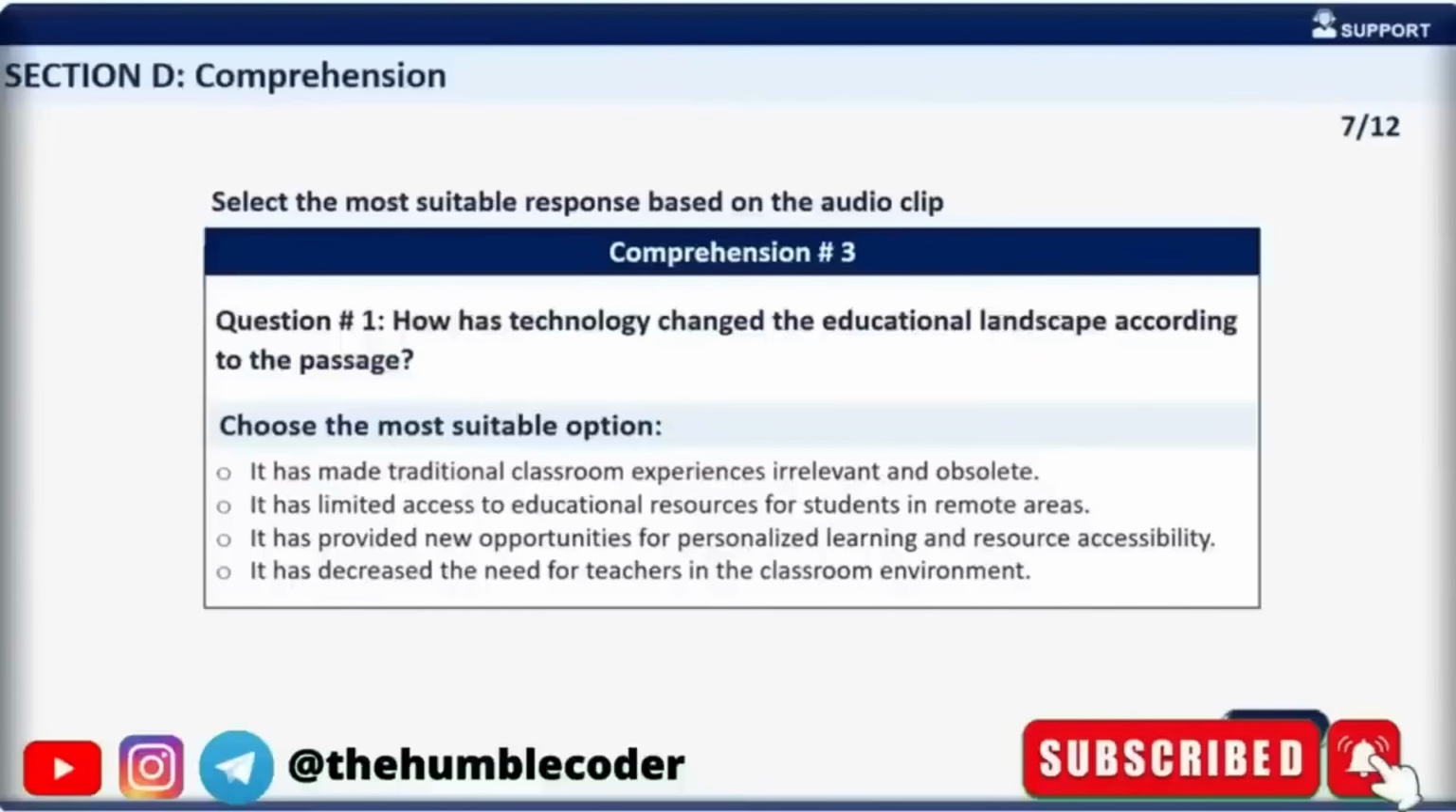Okay, so now let's attempt the questions that we have. The first question is, how has technology changed the educational landscape according to the passage? The options are, it has made traditional classroom experiences irrelevant and obsolete. It has limited access to education resources for students in remote areas. It has provided new opportunities for personalized learning and resource accessibility. It has decreased the need of teachers in classroom environment. So the correct answer for this is going to be, it has provided new opportunities for personalized learning and resources accessibility.